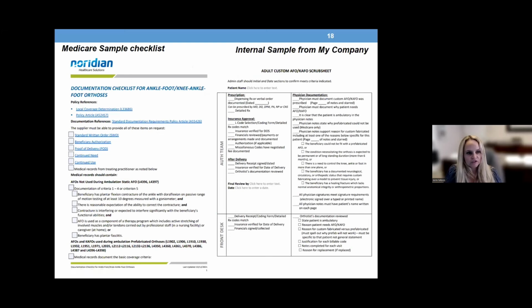Here's some sample checklists. On the left is a Medicare sample checklist for AFOs and KFOs. This is available online. This is just the first page of it. An example on the right is an internal document that my company uses. So we have things that, insurance approval, what's done before or after delivery, what's required by the physician, what's required by the orthotist, what the front desk is supposed to be reviewing, just all the different pieces to make sure all your I's are dotted and your T's are crossed.